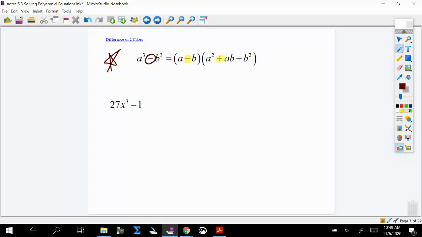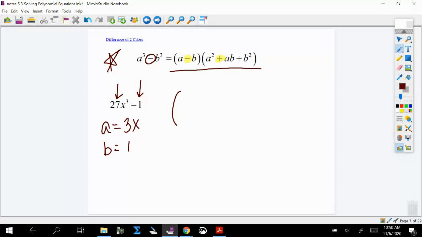So we still write down our A and our B, and it's still what was cubed to get the first term and what was cubed to get the second term. So A would be 3x, because that's what was cubed to get 27x cubed, and B would just be 1. A lot of times I'll have students say, do I need to put -1? You do not, because this formula will take care of it. So once you have your A and your B, then you're just plugging everything into that formula.